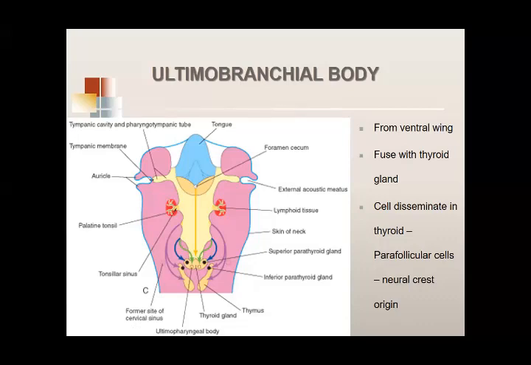I hope ultimobranchial body is clear to you. बच्चा? I guess it is. अब मैं करती हूँ DiGeorge syndrome. DiGeorge कहा था ना आपने? Okay. Thank you, Gohar. जी बेटे, अब let's come to DiGeorge syndrome.